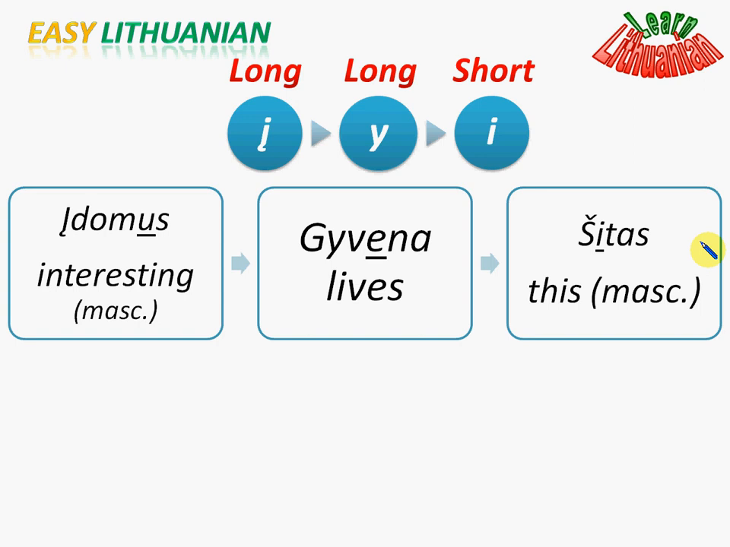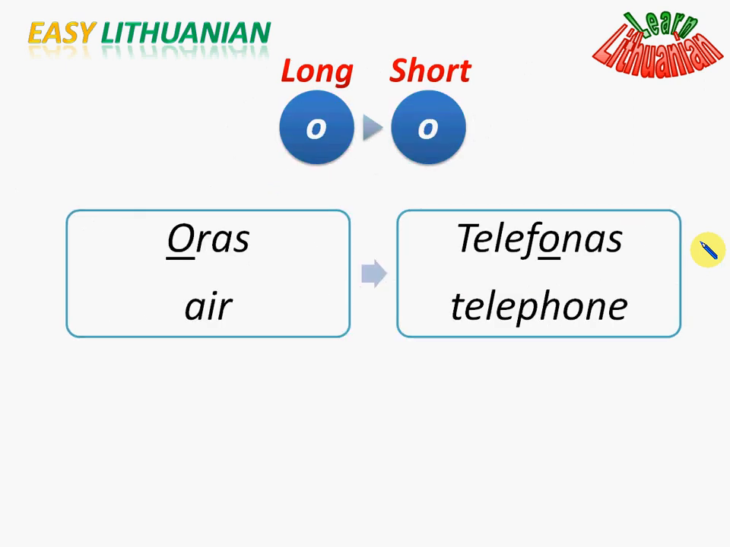Now another row, o and o. The short o is only in those so-called international words from foreign languages, not from Lithuanian. And the normal Lithuanian words have long o, like oras. And telefonas has short o, not like oras, but telefonas. So these vowels are written the same way.